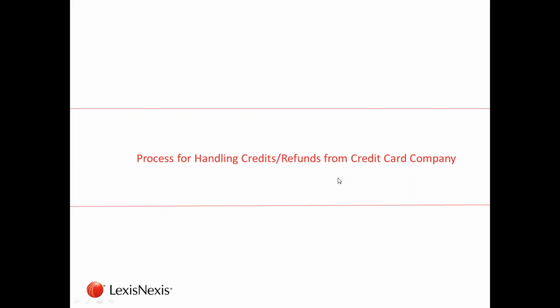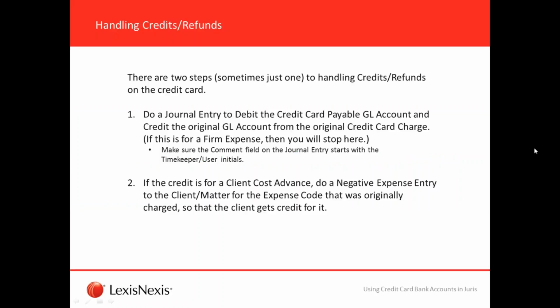But anyway, we need a process for handling that too. These are going to be negative, or they're going to be credits on your credit card statement, which would be kind of like a negative check. And Juris won't let us write a negative check. So this is going to be our process for handling credits. And hopefully there's not a lot of them, maybe 2 or 3 a month, hopefully. But anyway, this process is a little bit different for handling the credits.